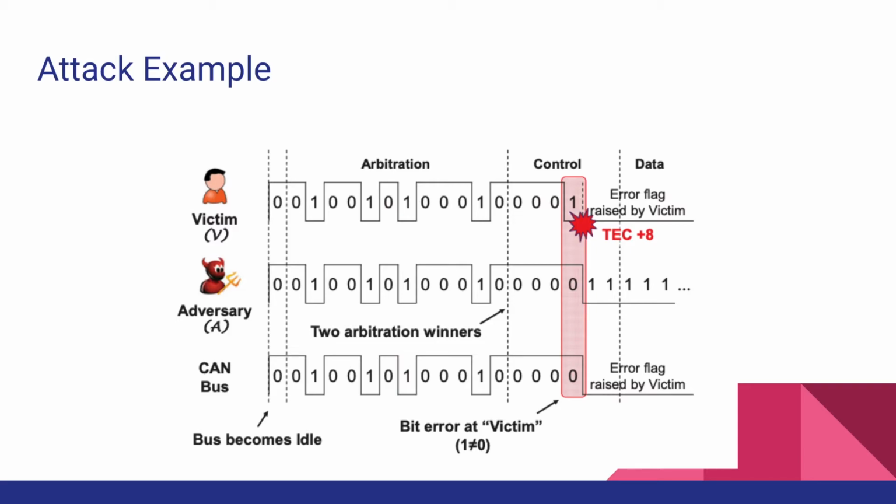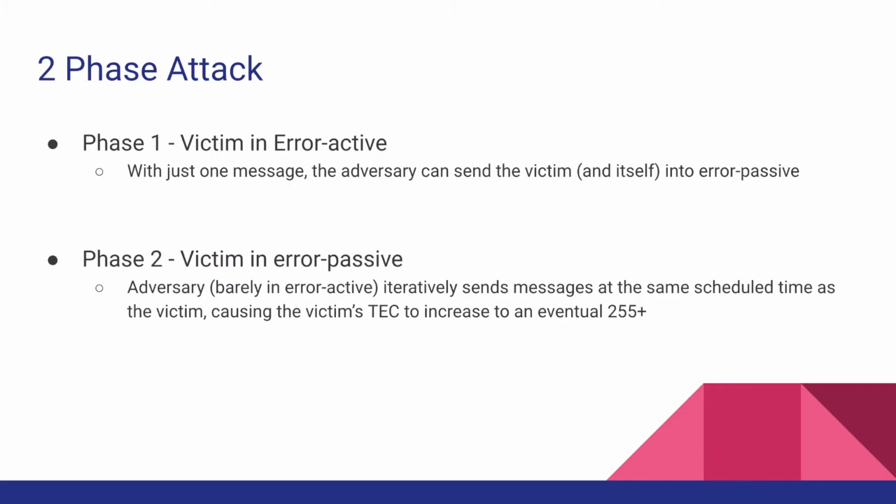As soon as that happens, the adversary triggers a stuff fault to cause an error on the bus itself. After that, the CAN protocol has a feature which allows the failing node to retry sending that packet or frame. All right, so that's pretty much an overview of how the attack happens.